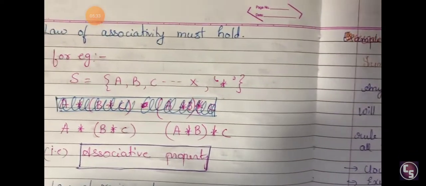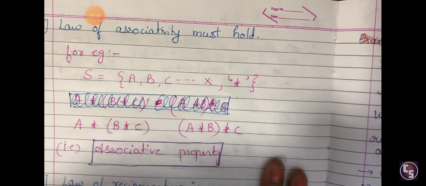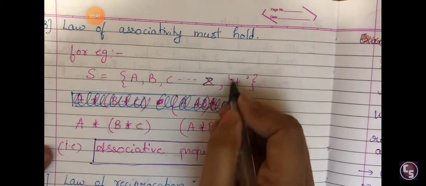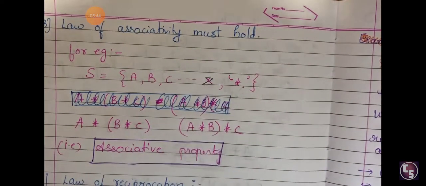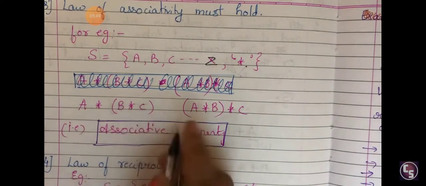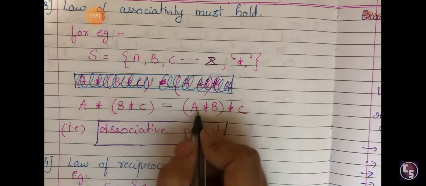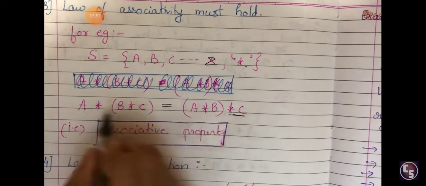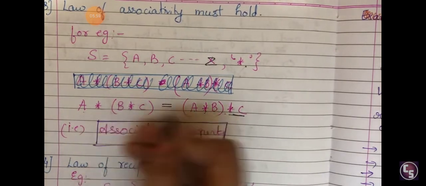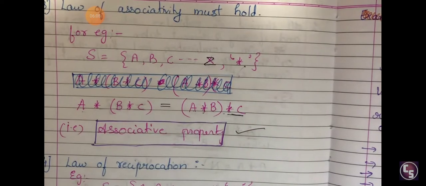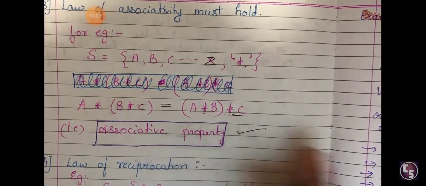Now the third property is the associative property. Considering the same set A, B, C until Z and the binary function multiplication, if I multiply A by B and then by C, that gives the same result as multiplying A by the product of B and C. Both answers are the same. This property is called the associative property, and a group should follow it also.